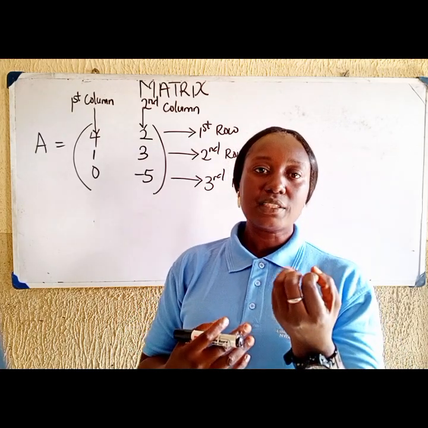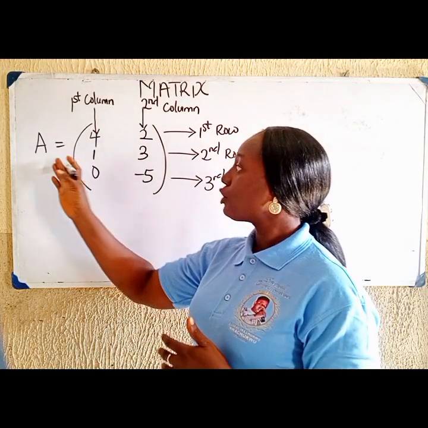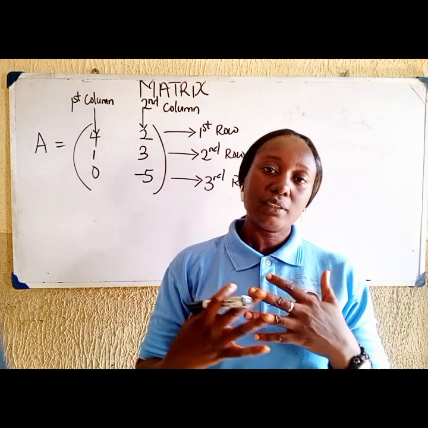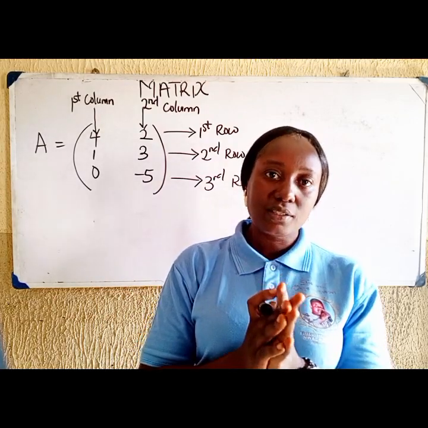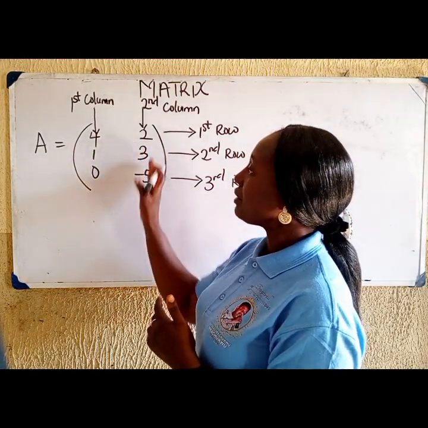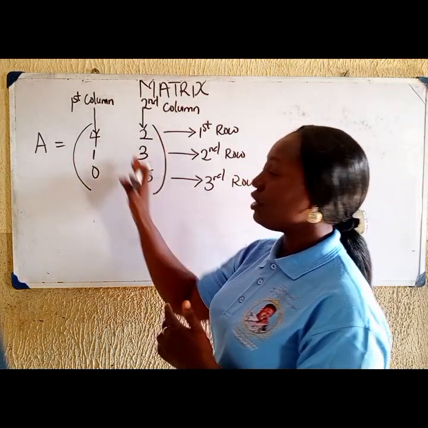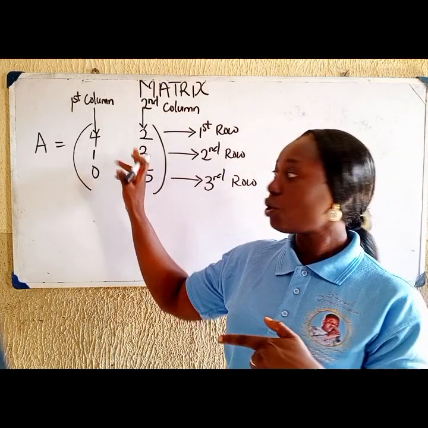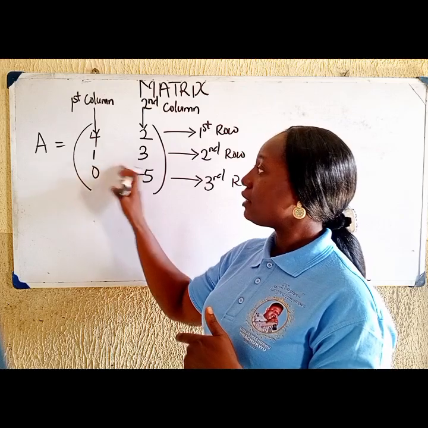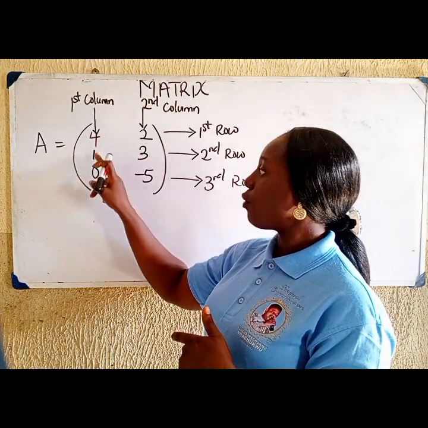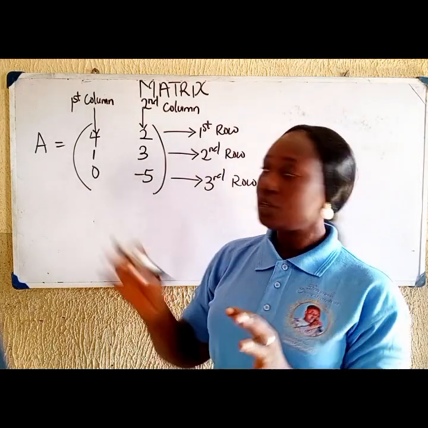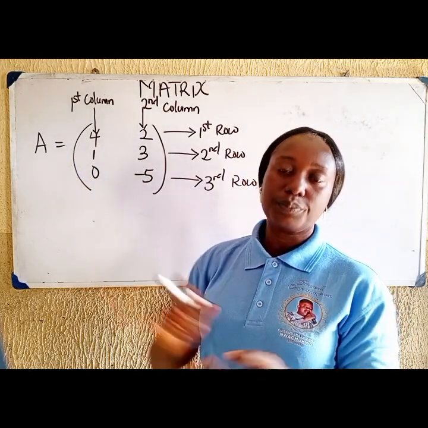Now, a matrix is denoted with what? A capital letter. As you can see here, this is capital A. We use capital letters to denote a matrix. Now, the numbers inside this bracket are called what? The elements of this matrix A. The numbers inside this bracket, which are 4, 1, 0, 2, 3, minus 5, are the elements of this matrix A.